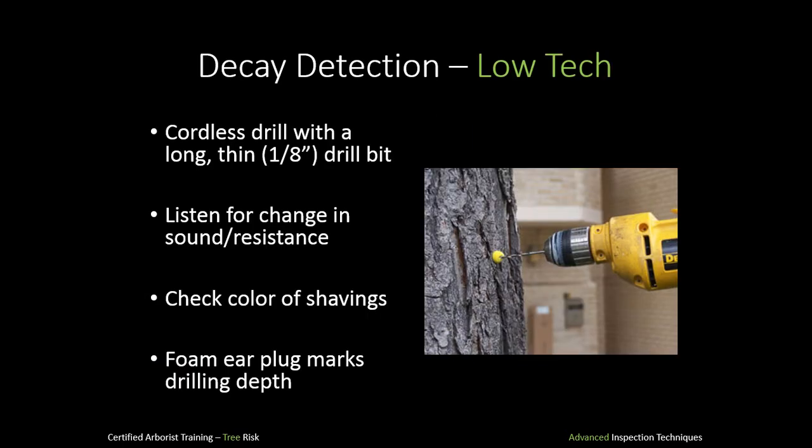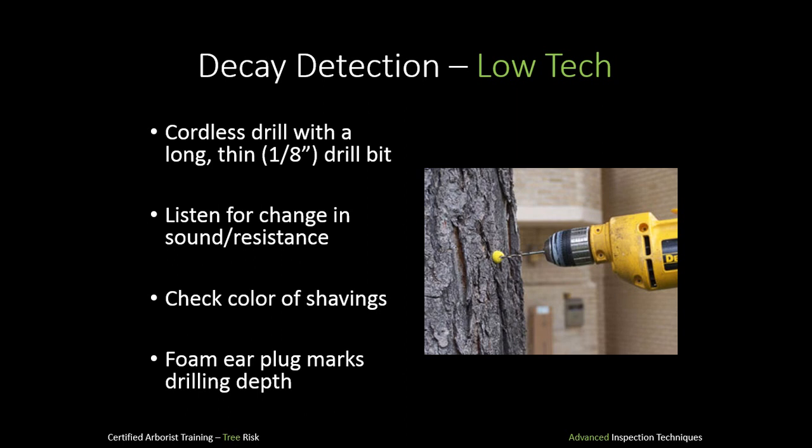You can do decay detection. This is a low-tech way of measuring decay. You just take a drill, you skewer a little foam ear hearing protection device, a little earplug, and you start drilling into the tree, and you listen to that drill. It'll wind up and go, and as it hits a decay pocket, it'll just drop down and pitch, and you can tell that it's working less hard. And you just pull it out, look at where that little earplug is, and that's how far you've gone into the tree.